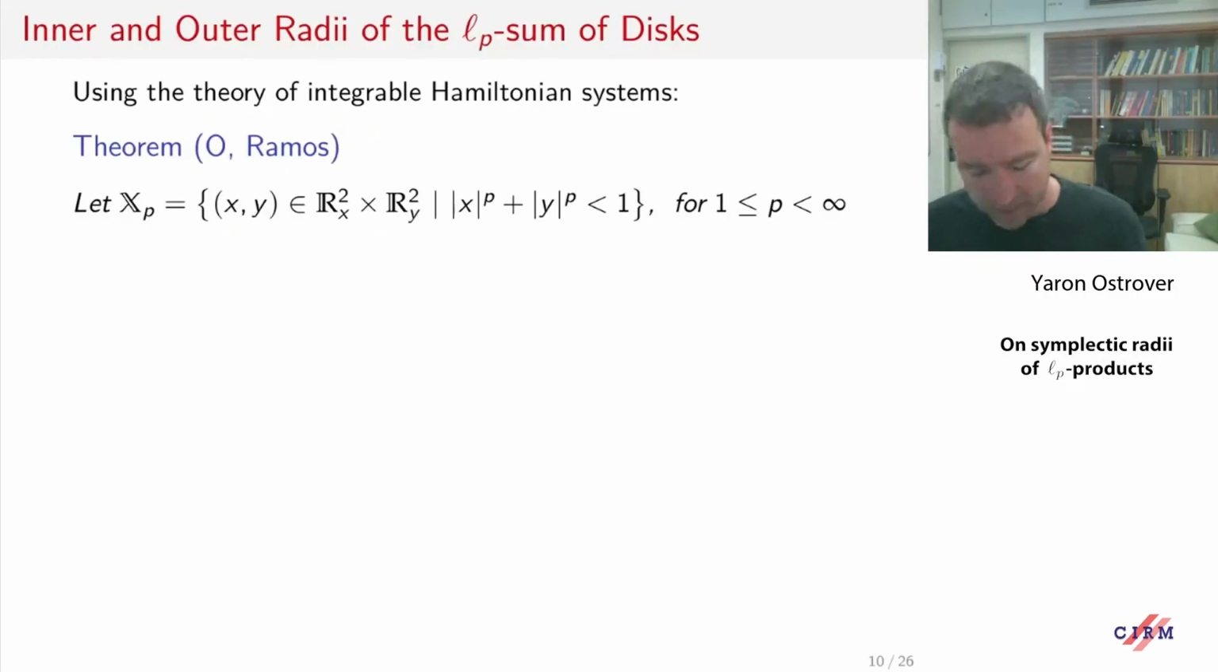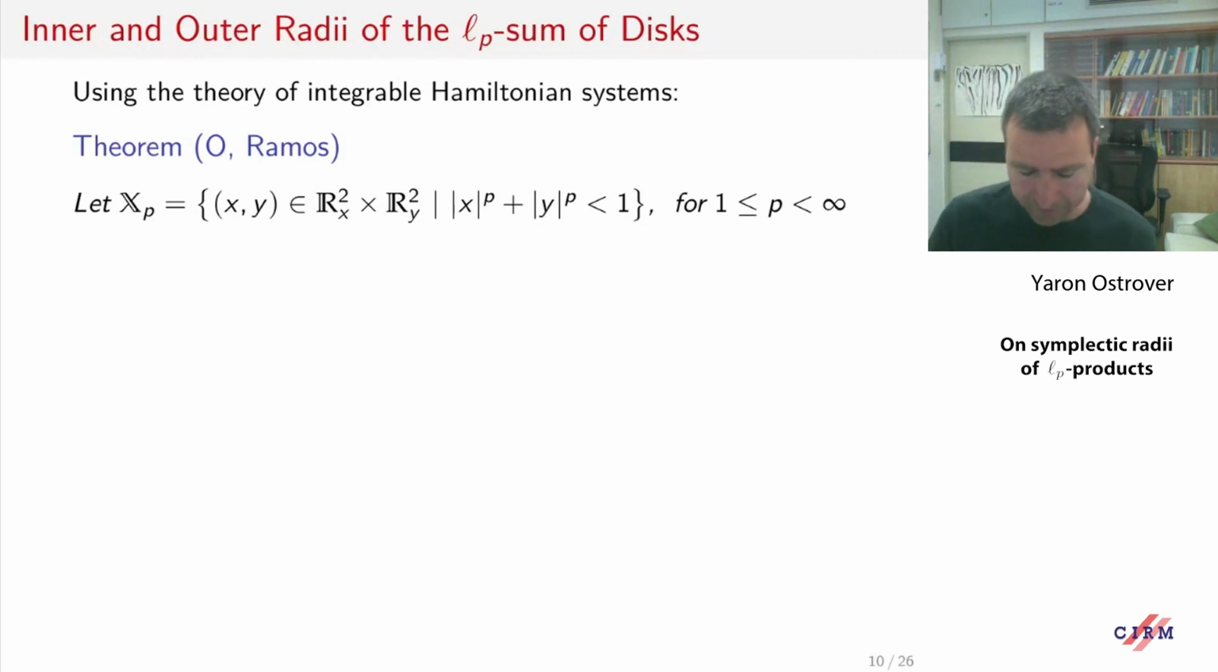And again, this theorem is only in R^4, because I will explain later on that the tools that we are using are based on ECH capacities and other techniques. We can use them only in R^4. And we want to compute the symplectic inner radius and the symplectic outer radius in this case, and especially to understand how it depends on the parameter P.